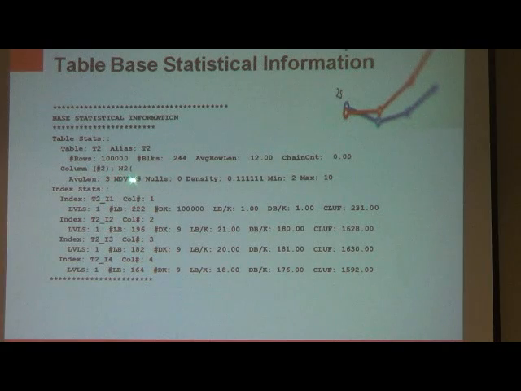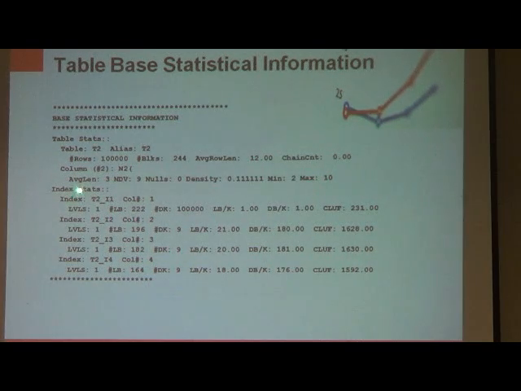The number of distinct values is 9. The number of nulls is 0. This density, what is this density? Well, if I have no histograms, this density is just 1 over this 9. That's what we have here. And then we have the minimum value and the maximum value.